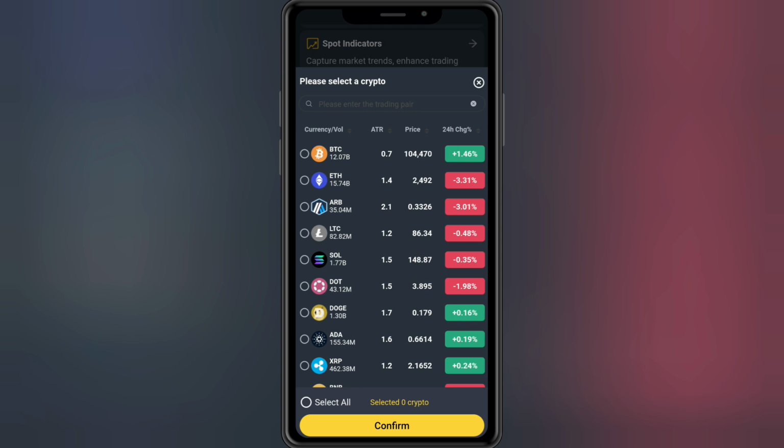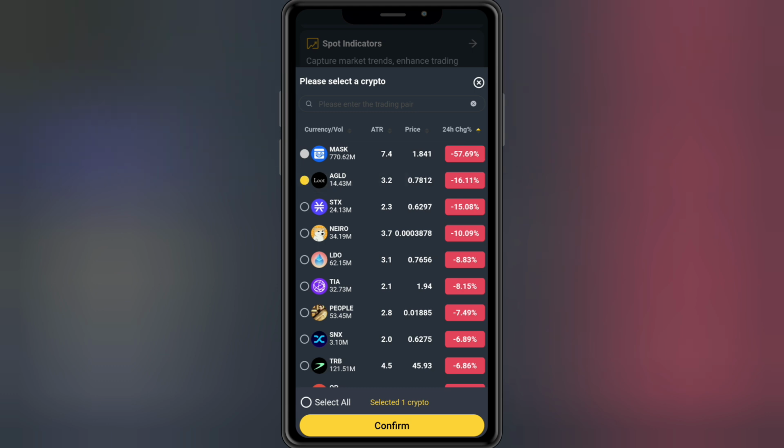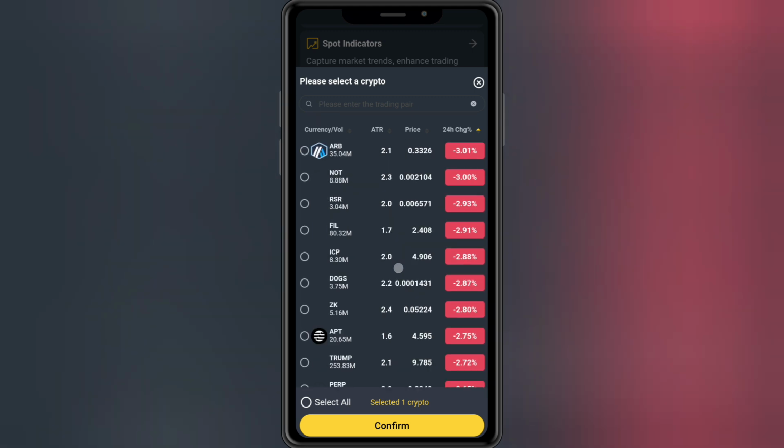Now, when it opens for me like this, there are these coins that you can see and I can arrange them the way I want. Then I'm going to select the coin. For example, I want this one. So it doesn't matter whether you select a coin which is doing well or doing badly. You can select any coin. Then after selecting, you're going to tap on confirm.